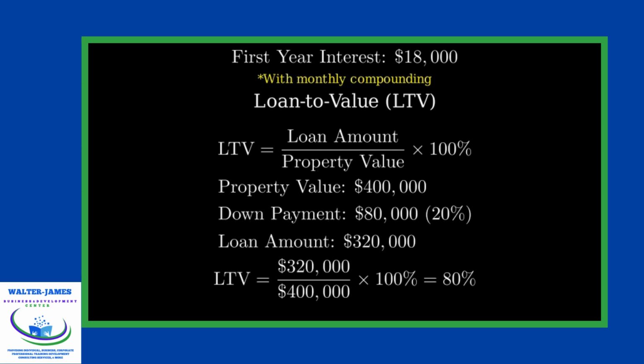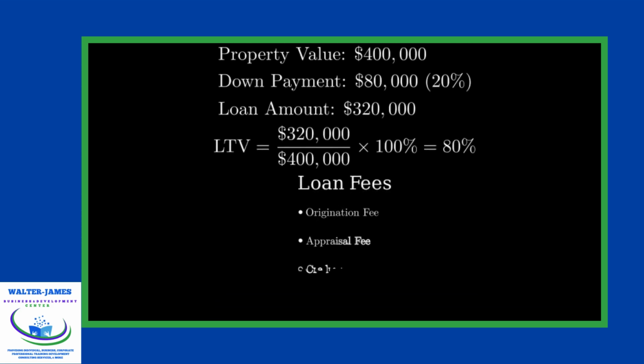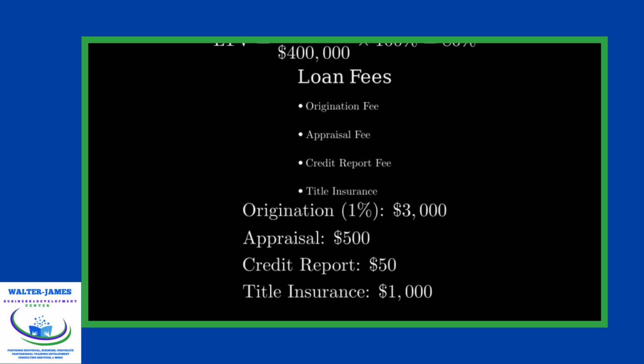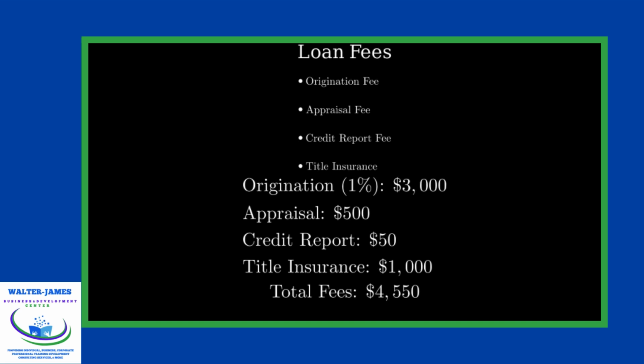Now, let's explore common loan fees. These typically include origination fees, appraisal fees, credit report fees, and title insurance. Let's look at a typical example. On a $300,000 loan, you might pay a 1% origination fee of $3,000, an appraisal fee of $500, a credit report fee of $50, and title insurance of $1,000. These fees total $4,550 in closing costs.